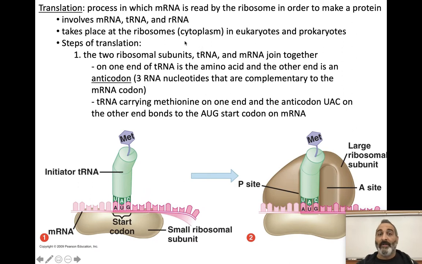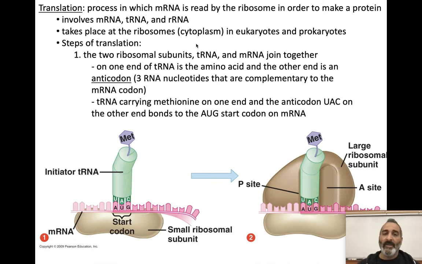Where does it happen? Well, it happens in the ribosomes, and they're in the cytoplasm in your cells, eukaryotes. Bacteria, they don't have a nucleus, so it always happens in their cytoplasm. That's the only place they have material stored. They don't have anything in their nucleus. So where does translation take place? It always takes place in the ribosomes, in the cytoplasm.